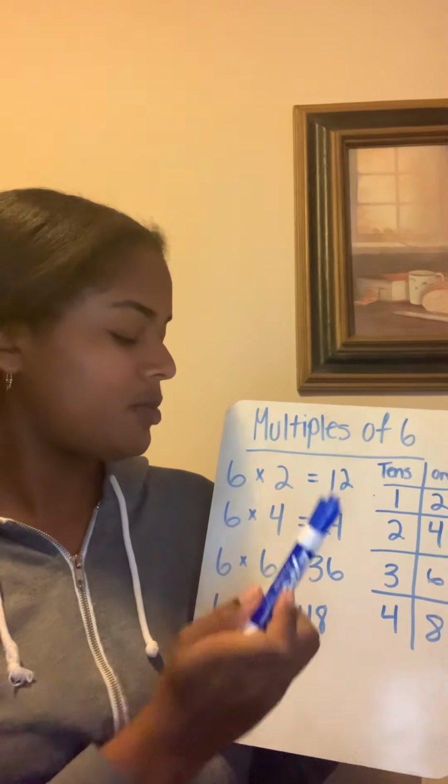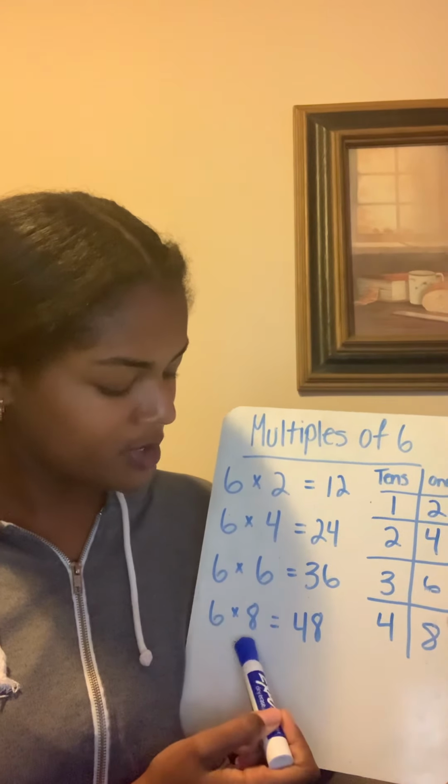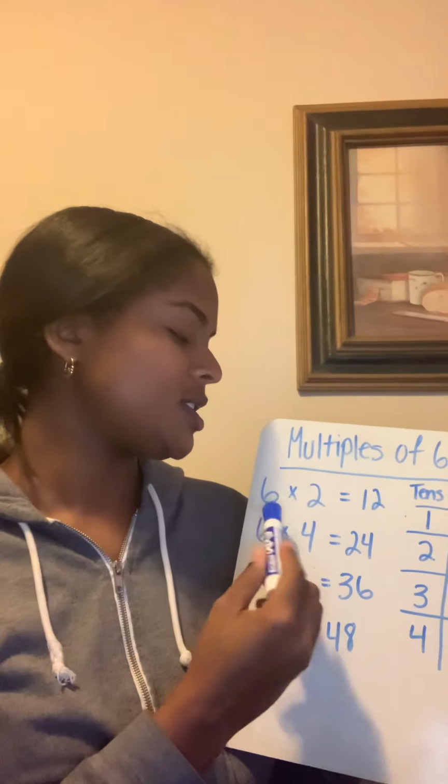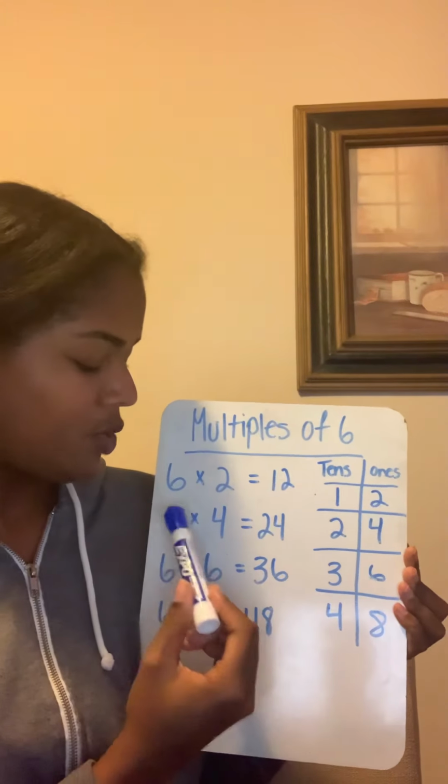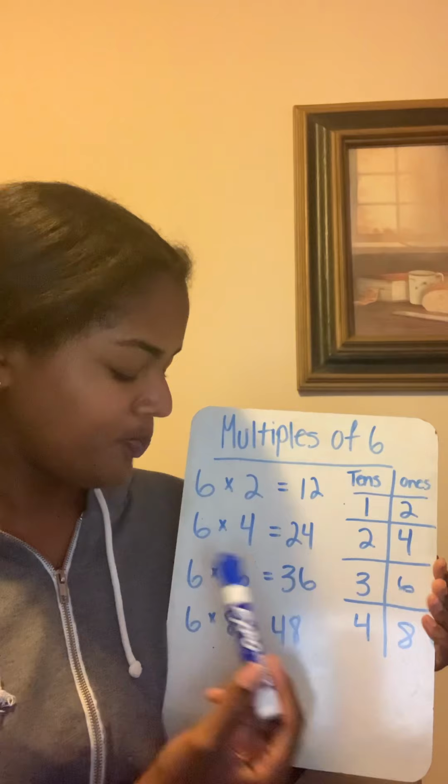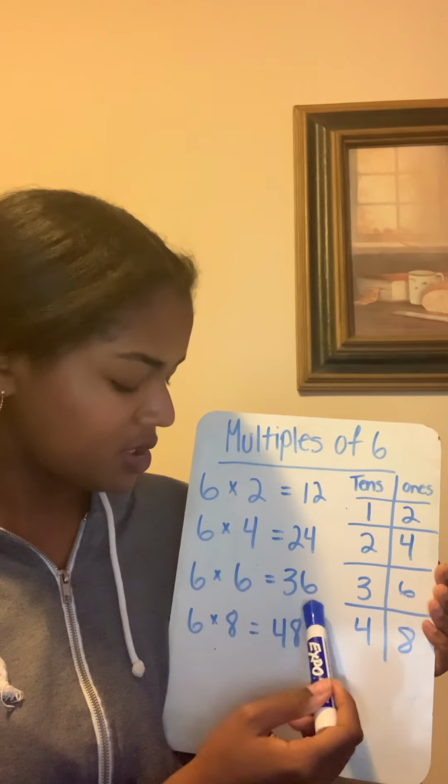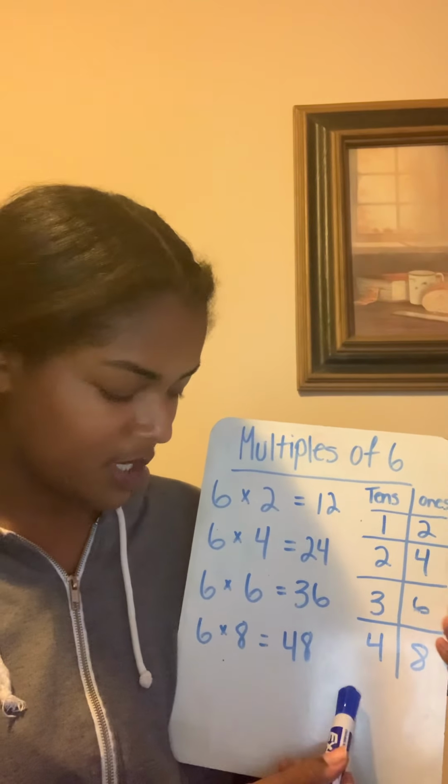So 2 is an even number, 4 is an even number, 6 is an even number, and 8 is an even number. And when you get 6 times 2, you get 12. When you get 6 times 4, you get 24. 6 times 6 is 36, and 6 times 8 is 48.